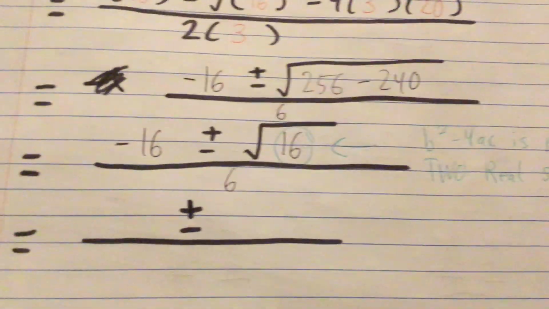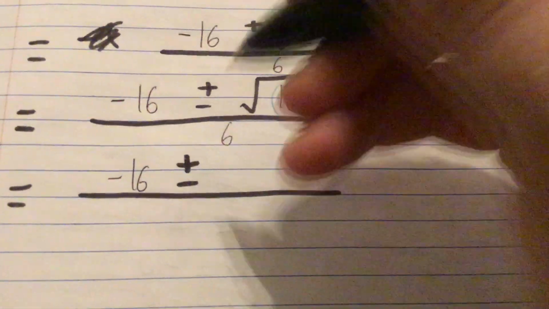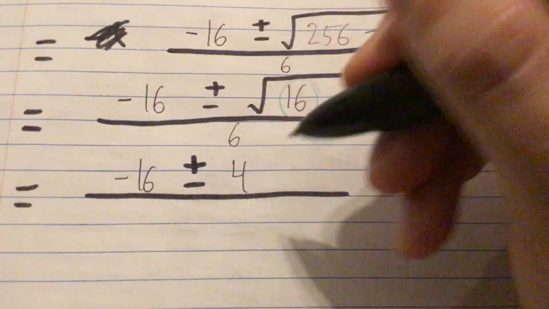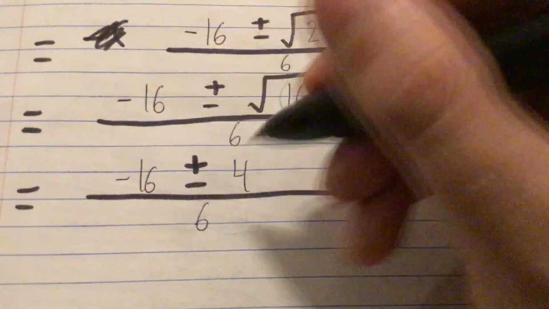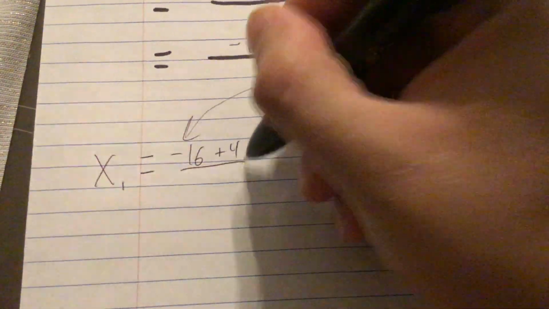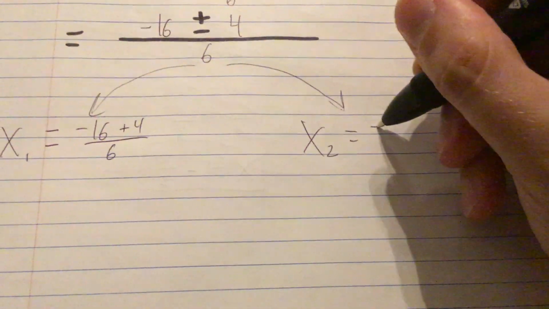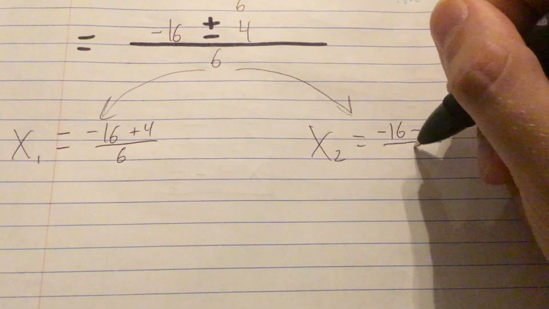So what that means is that there are two real solutions. Okay, so now we just evaluate what the square root of 16 is. In this case, we're going to plug in negative 16 plus or minus the square root of 16, which is 4, all that over 6. Now that we know that there are two real solutions because of the discriminant, let's split this into two separate cases. So x1 is equal to negative 16 plus 4 over 6, because of the plus part. It's two separate equations. Or x2 is equal to negative 16 minus 4 over 6.